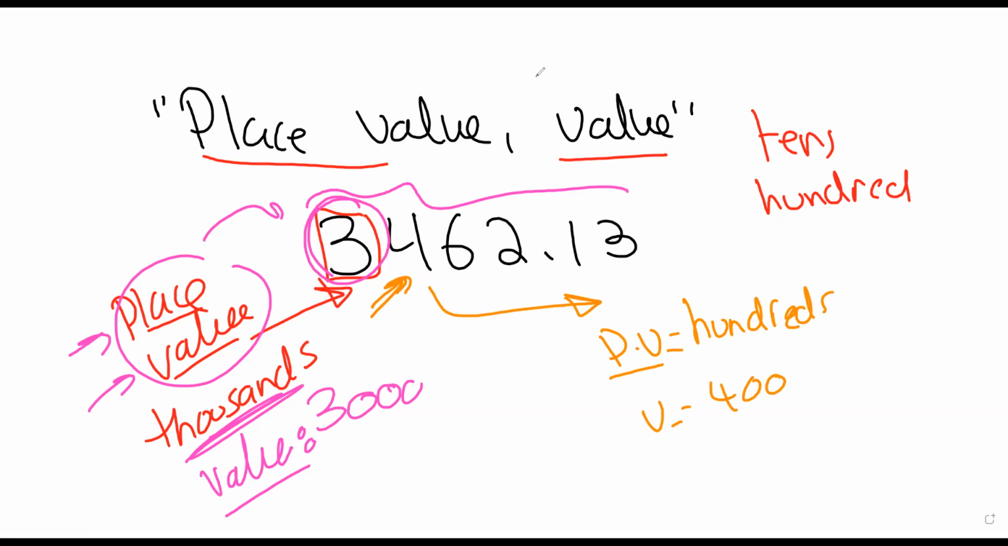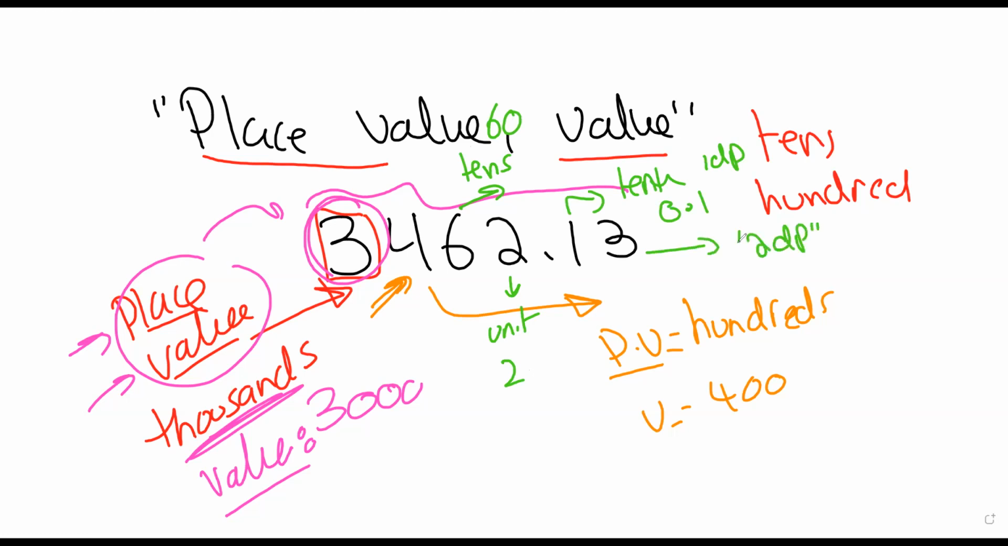So again, for example, the 6 is in the tens place and its value is 60. The 2 is in the units place and its value is 2. The 1 is in the first decimal place and its value is 0.1. This 3 is in the second decimal place, or I can simply call it the hundredth, and the value of the 3 is 0.03. So what is the objective from this slide? The objective is just to know the difference between the place value and the value.